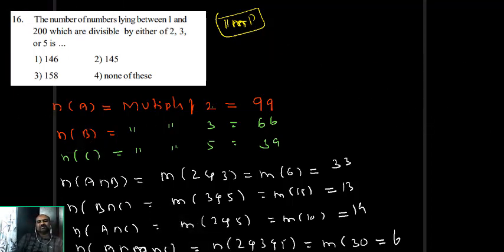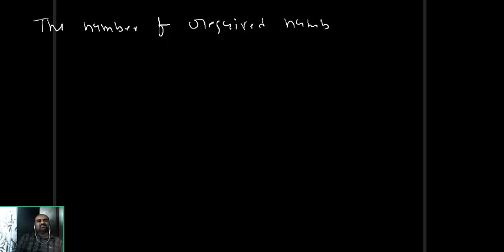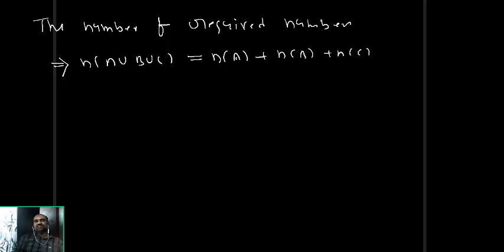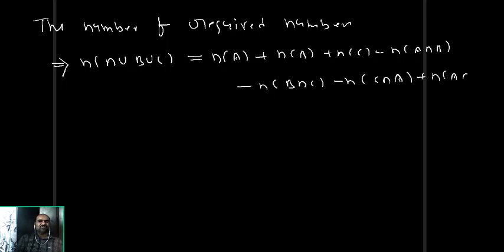The number of required numbers is equal to n of A union B union C. We have the formula already. You know the formula: n of A plus n of B plus n of C minus n of A intersection B minus n of B intersection C minus n of C intersection A plus n of A intersection B intersection C.